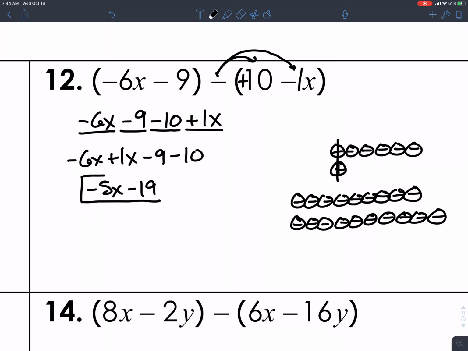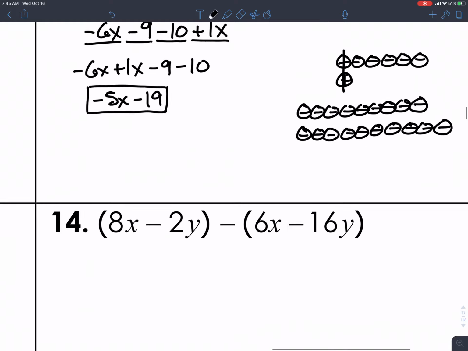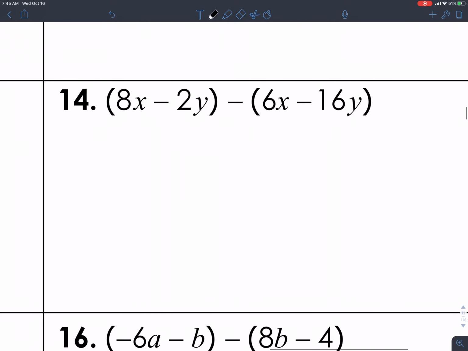Now that negative out front in front of the 5x needs to be there. Okay, if the sign is negative, it has to be there. The only time it doesn't have to be there is if it's positive and it's the first term in the expression. Okay, or the first term within parentheses. Let's look at 14. Can't do anything inside the parentheses, but I do need to put a sign. That's a positive 8 because there's nothing there, so it's positive. So I have a positive 8x, negative 2y.